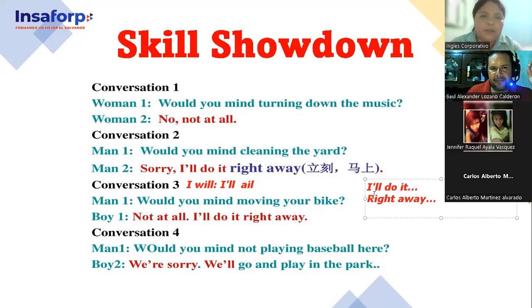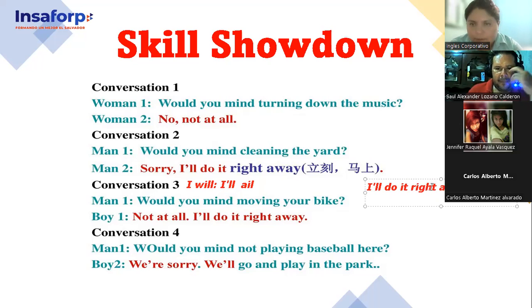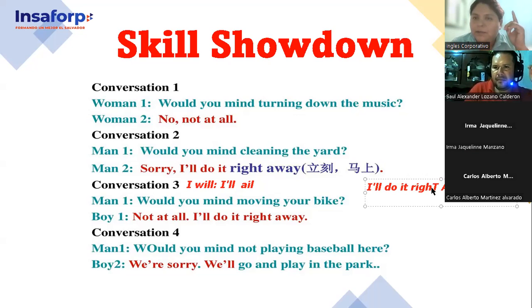"I'll do it right away." Notice something important here. When you have a word ending in a consonant and a word starting with a vowel, I need you to focus on it: consonant, vowel. You join those two sounds and make one. "I do it right away, right away."